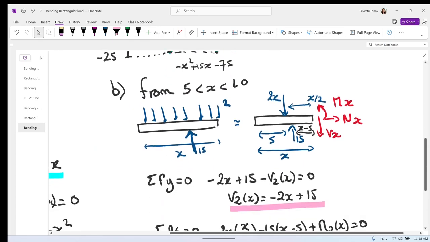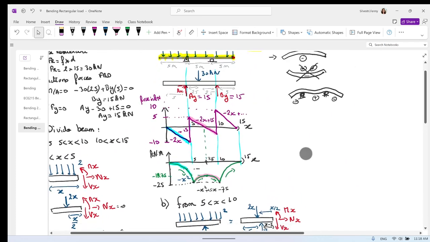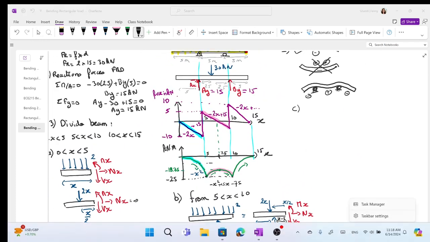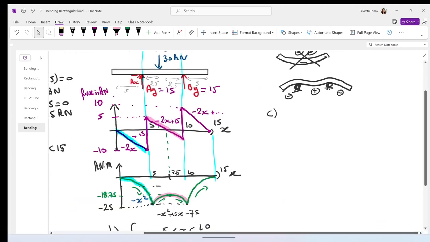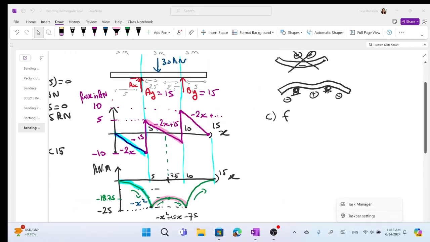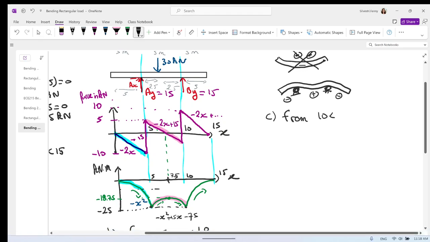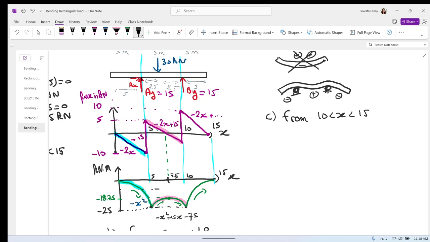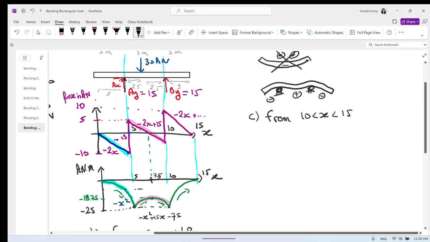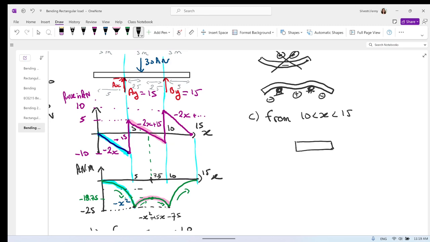And now we are missing one last equation. Let me see if I can get organized to the right. Step C, we can do from 10 to 15. So we will find the function from 10 to 15. We have to draw the beam, one of the sides of the beam. We can use all the way from 0 to x or from x to 15. I think at this point it's a little bit easier to do the right side because that's just what we have left. So x will be there, and that will be the distance 15.